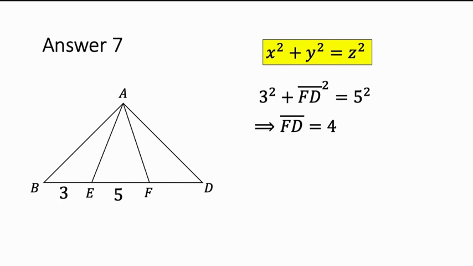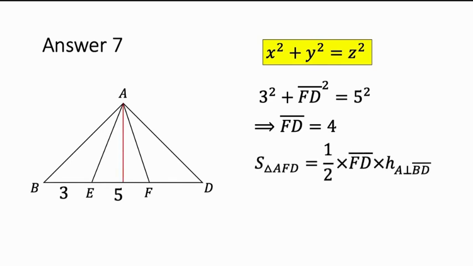So we'll now solve for the area of the triangle AFD. We can find that the height of this triangle will just be BD over 2 because the triangle ABD is an equilateral triangle. This means that the answer for this question is 12. And that is how we solve this problem.